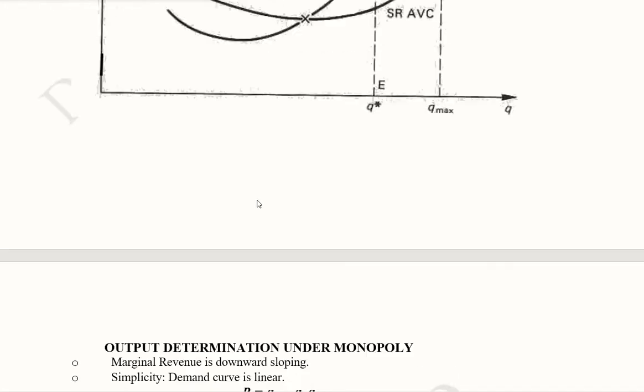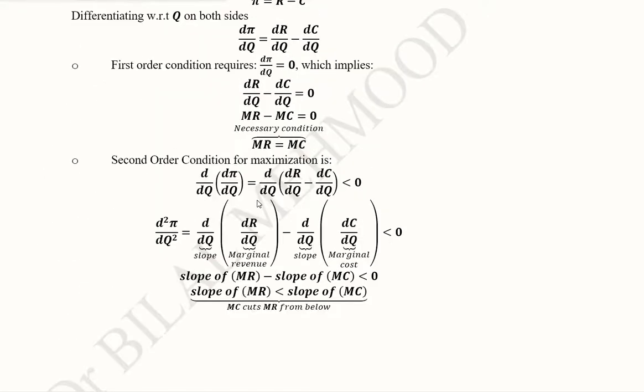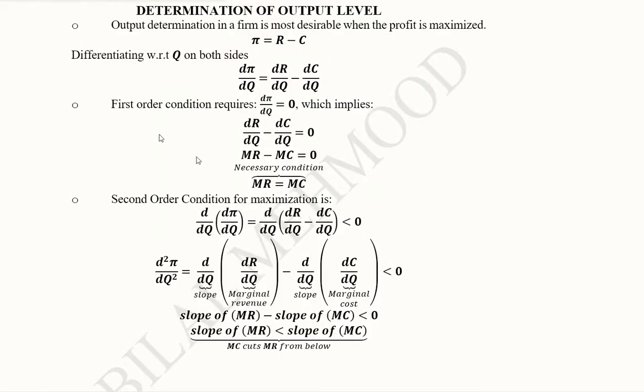This was the case of monopoly, this was the case of perfect competition, and this was the condition that we developed primarily, and then we applied it to find out the output level where the profit is maximized, both in perfect competition as well as in monopoly.